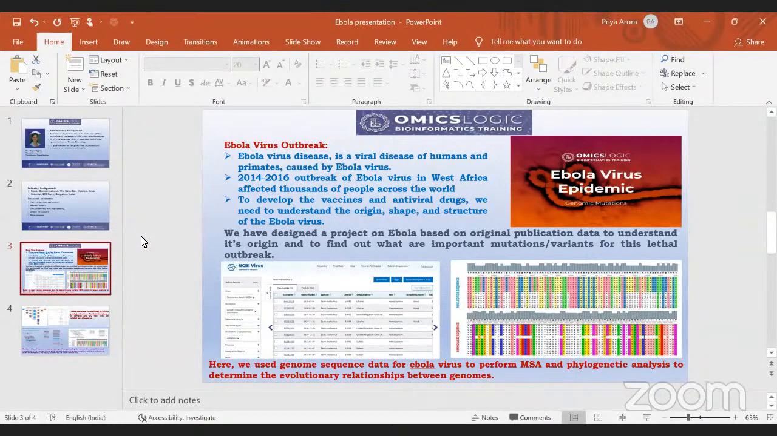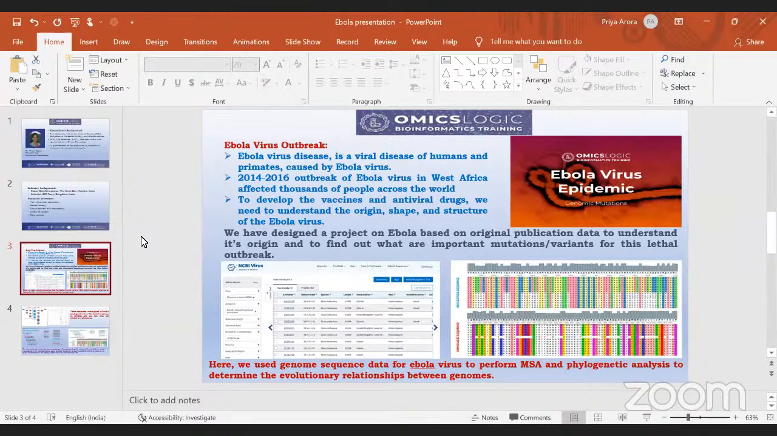We all know that it is a viral disease of humans and primates, and it is caused by Ebola virus. So to develop the vaccines and antiviral drugs for this infectious disease, we need to understand what is the origin of this virus, what is the shape and structure of this Ebola virus. So I've designed a project on this Ebola virus, which is based on original publication data to understand the origin and to find out what are the important mutations or the variants which cause this lethal outbreak.